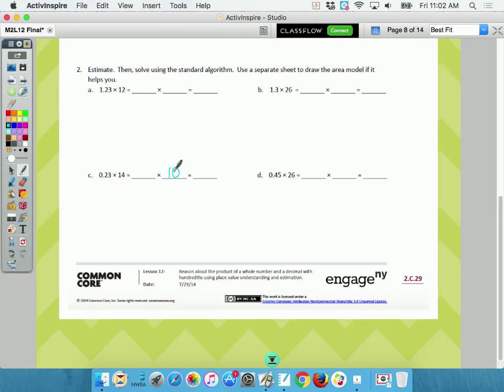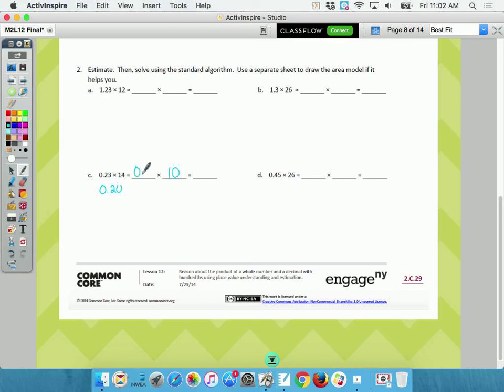What do you think? If I'm going to do hundredths, what's the nearest 10? But I'm talking about hundredths. Would it be 20 or 30? 20. So if I write 20 hundredths, what number is that?